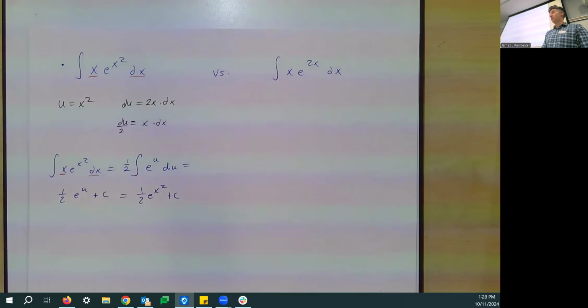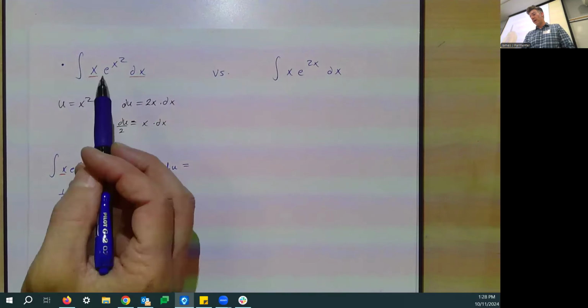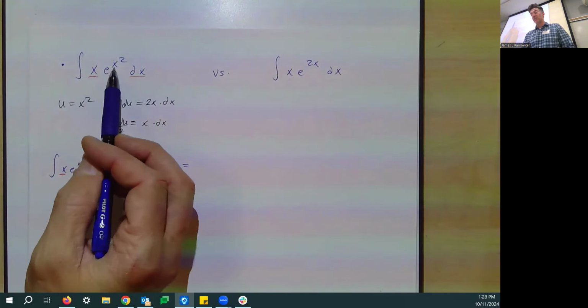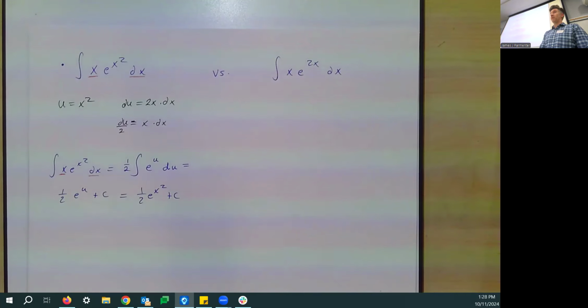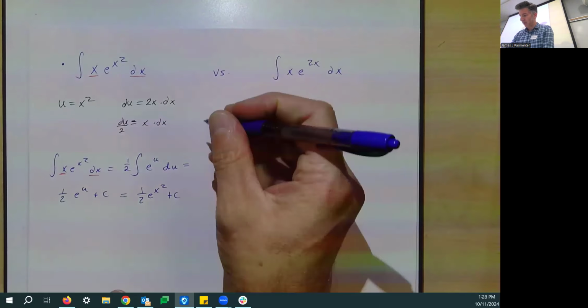This one is not a good candidate for integration by parts because if you let u equal x and dv equal e to the x squared, e to the x squared, I'll say it every time, is famously not antidifferentiable. You cannot find the antiderivative of e to the x squared. Doesn't exist. Don't try to find it. Questions about this one before we look at the other side here?